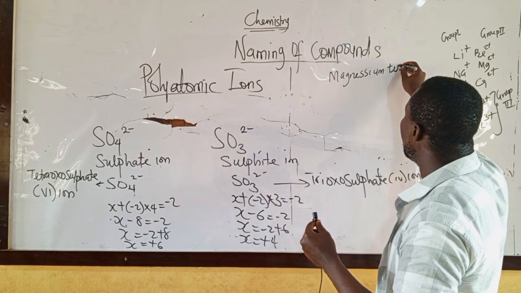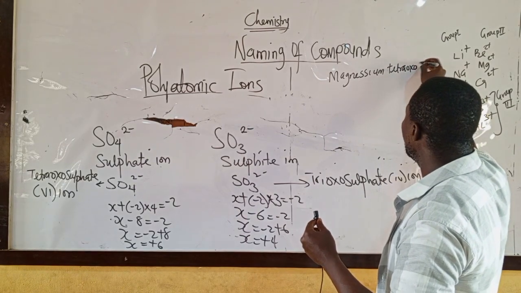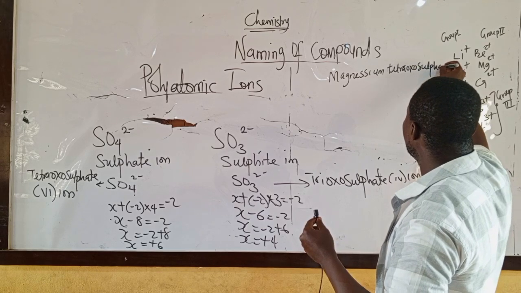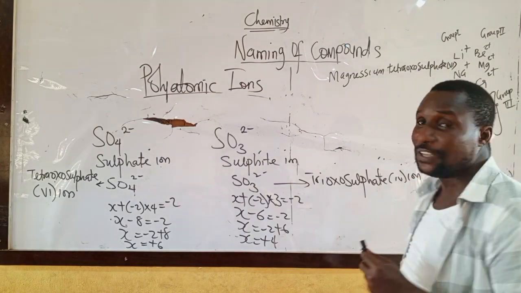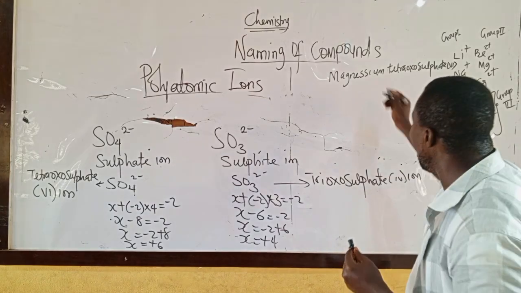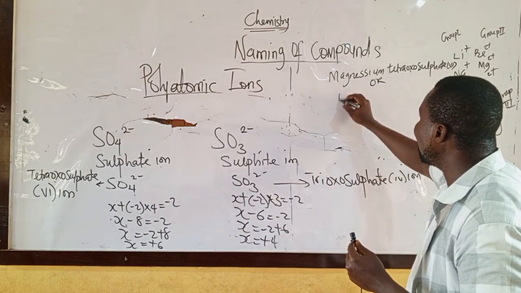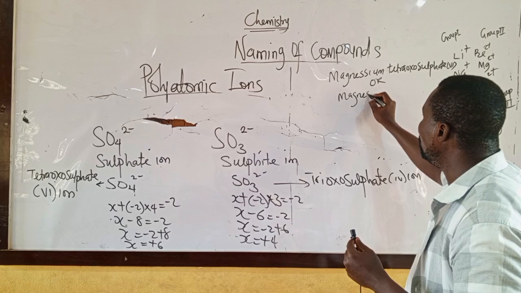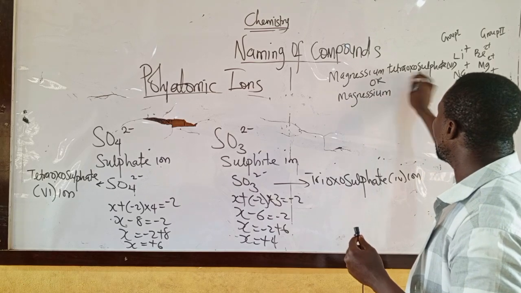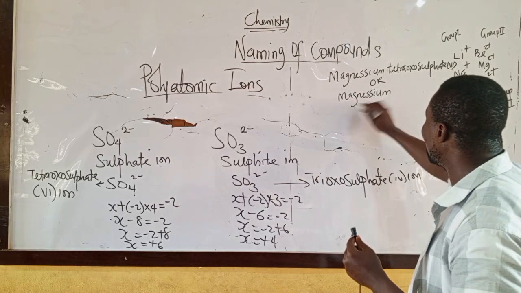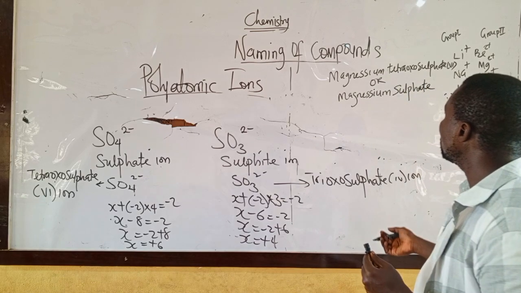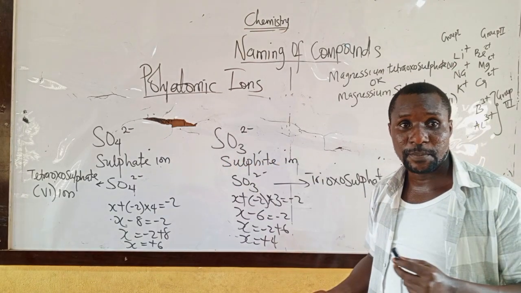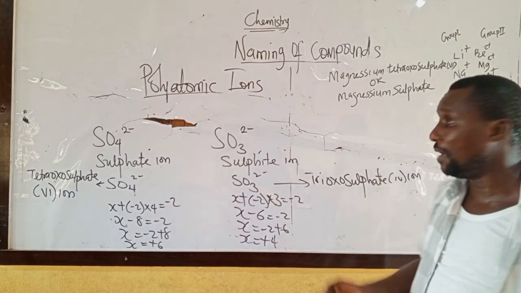Magnesium tetraoxosulfate 6. Or I can call this compound, magnesium what? Tetraoxosulfate 6 is what? Sulfate. Magnesium sulfate. I can call it magnesium sulfate. Tetraoxosulfate 6 is sulfate. How will I write the chemical formula?